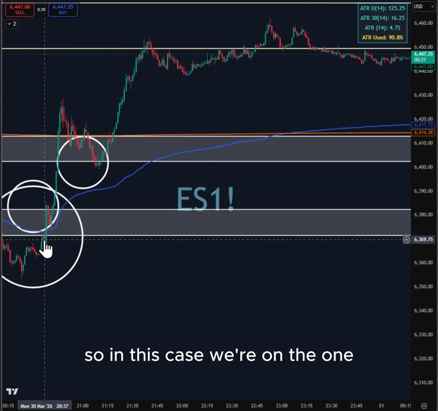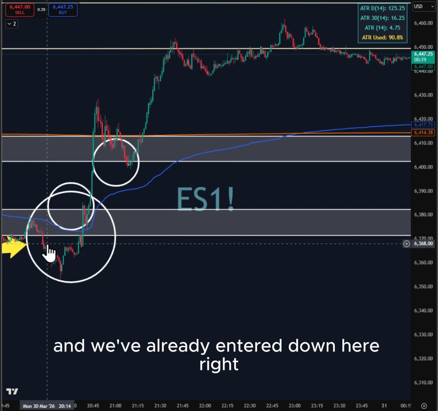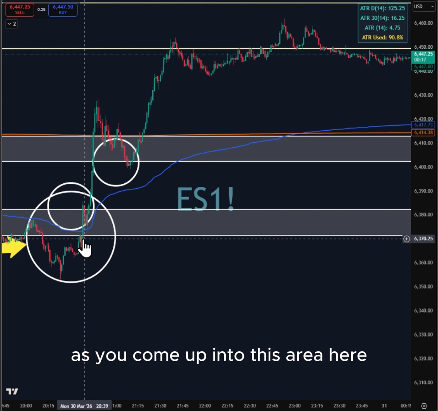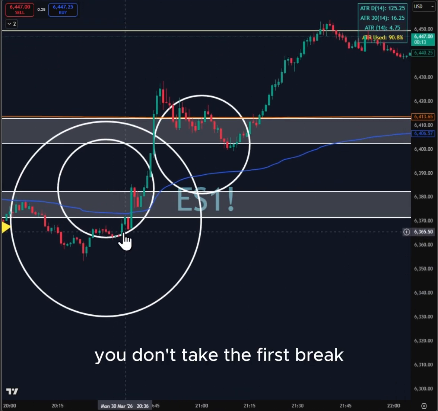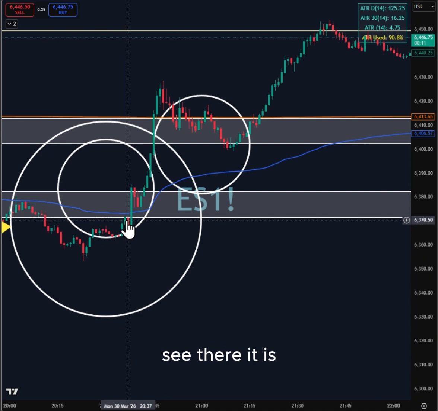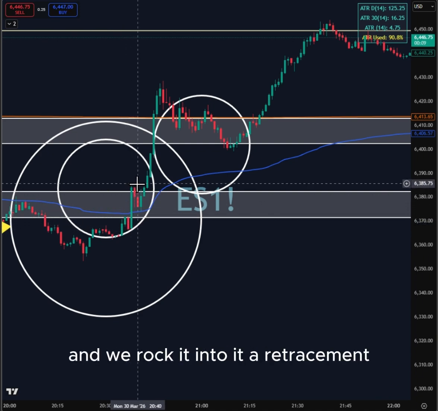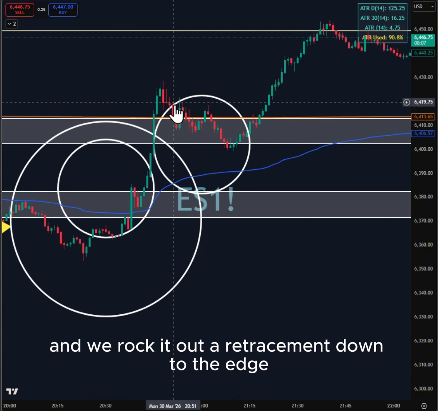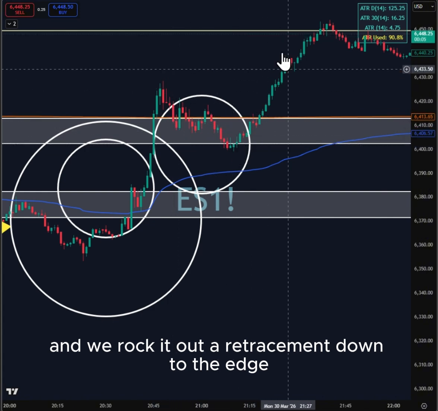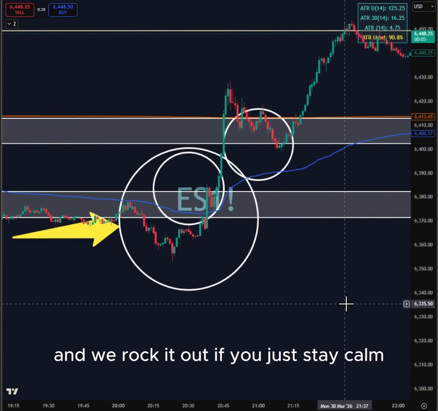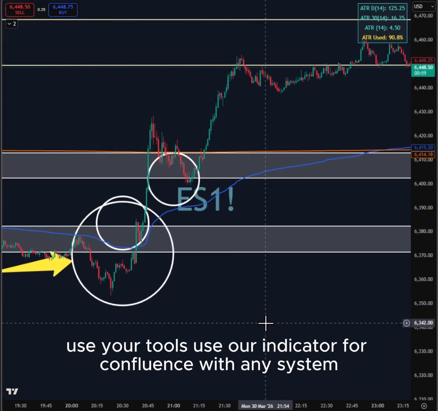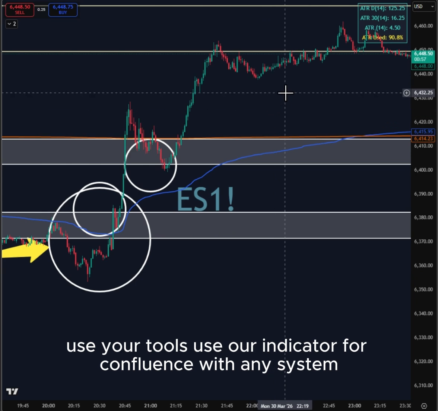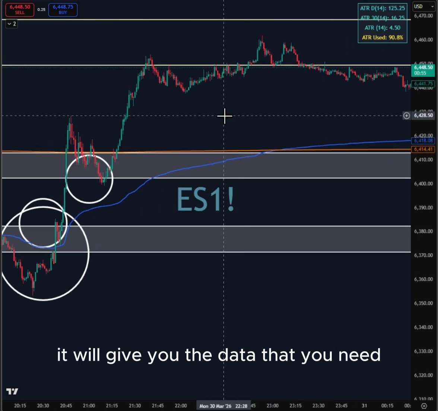So in this case, we're on the 1, and we've already entered down here, right? So as you come up into this area here, even on the 1, you can see the rule is true. You don't take the first break. See, there it is. And we get a retracement and we rock it into it. A retracement and we rock it out. A retracement down to the edge and we rock it out. If you just stay calm, use your tools, use our indicator for confluence with any system, it will give you the data that you need.